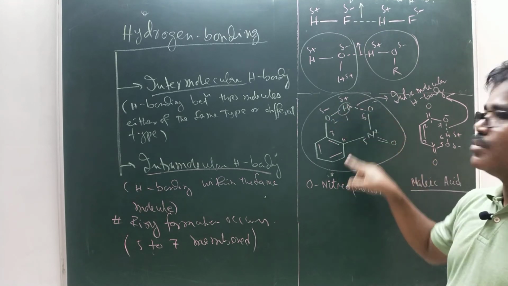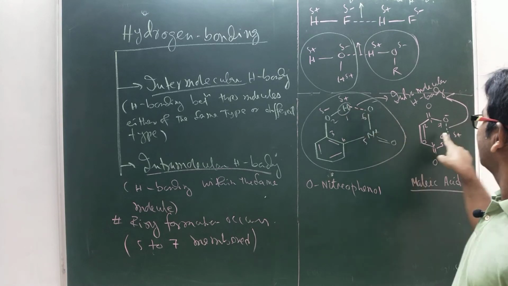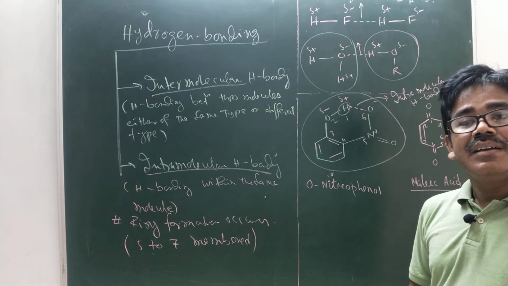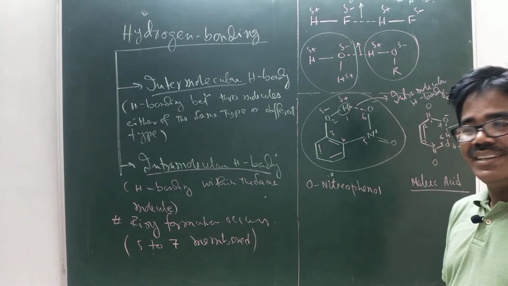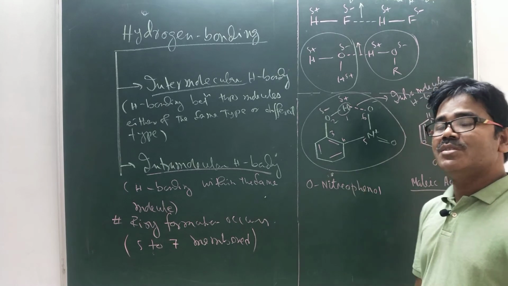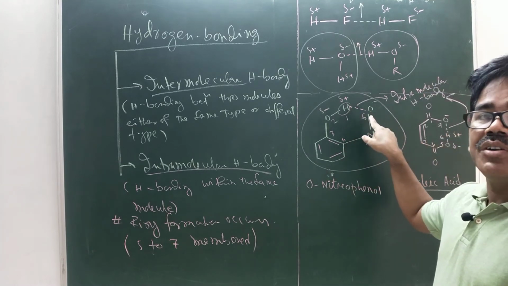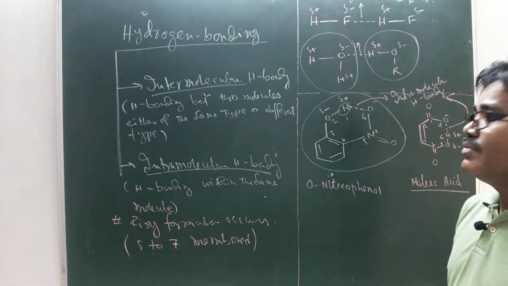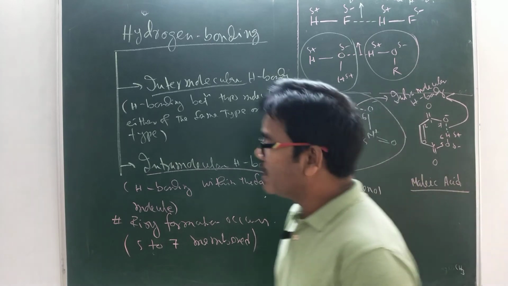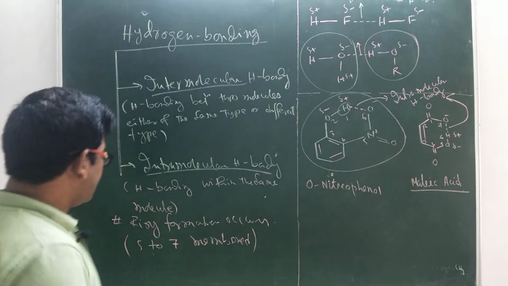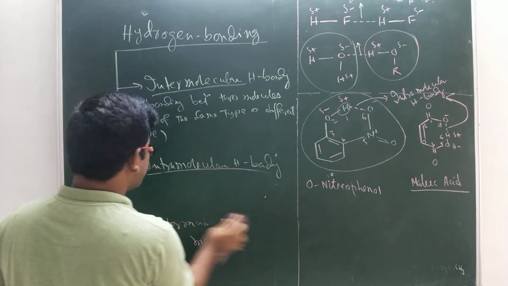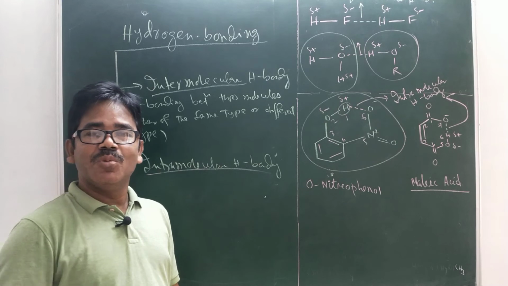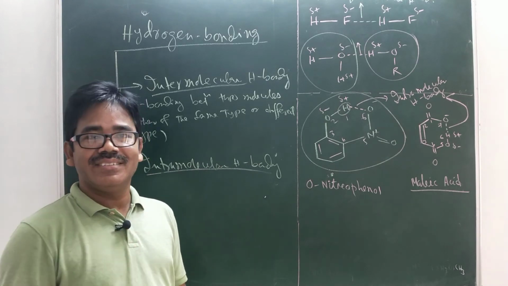Due to intramolecular hydrogen bonding, there is an extra bond within the same molecule. Here also there is an extra bond. That extra bond causes an increase in stability. Intramolecular hydrogen bonding causes an increase in stability because there is a formation of an extra bond within the same molecule. More bonds, more stability.